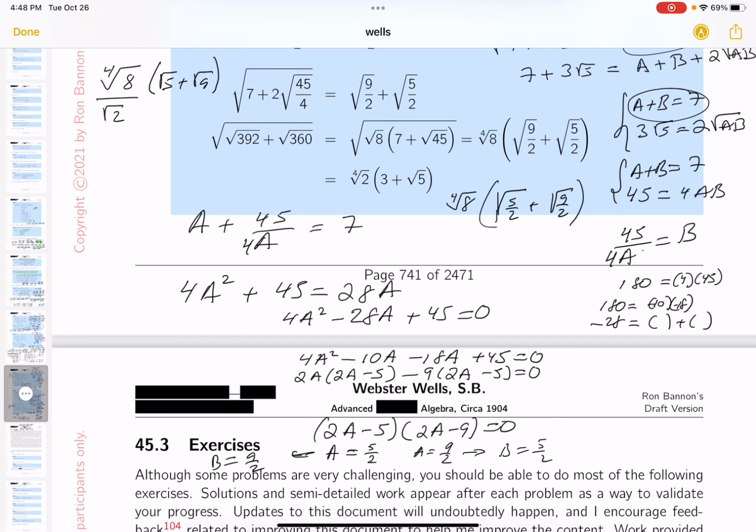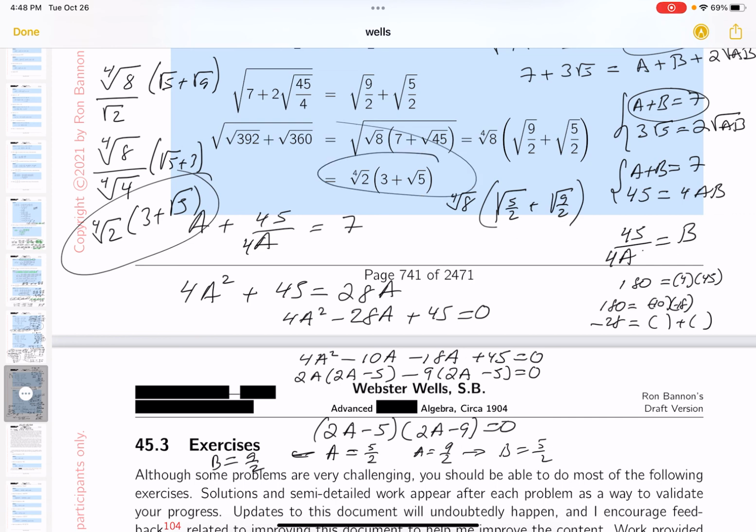I'll take care of that later. But I'm looking at that 4th root of 8 and the square root of 2. I want to write them as the same index. And 2 to the 1/2 is 2 to the 2/4, so it would be the 4th root of 4. Root 5 plus 3. Well, the 4th root of 8 divided by the 4th root of 4 is the 4th root of 2, and then you get 3 plus root 5. Are we getting that number? We certainly are, all right? Was it a lot of work?